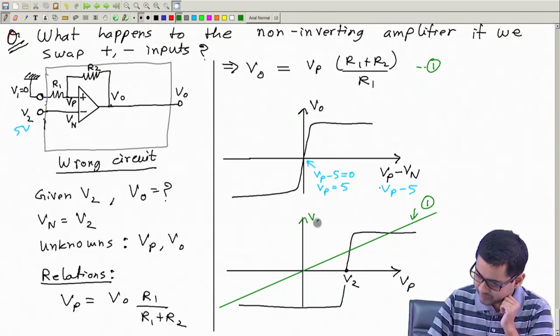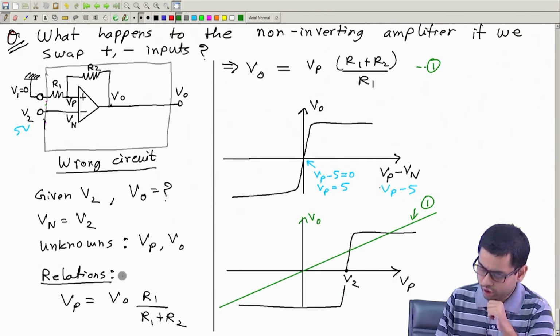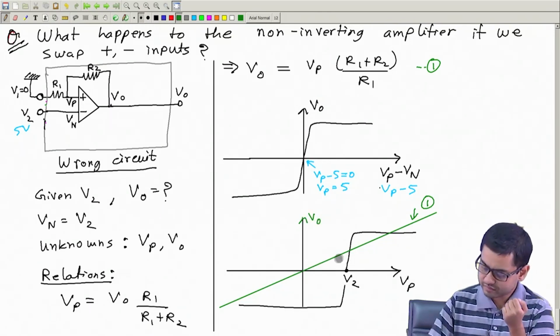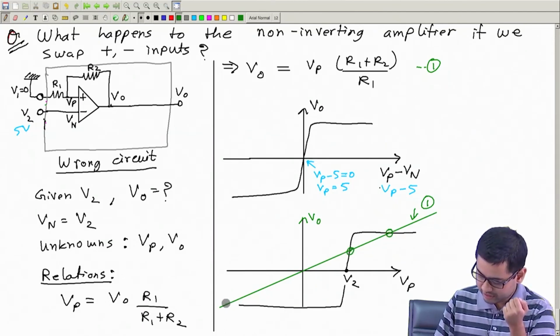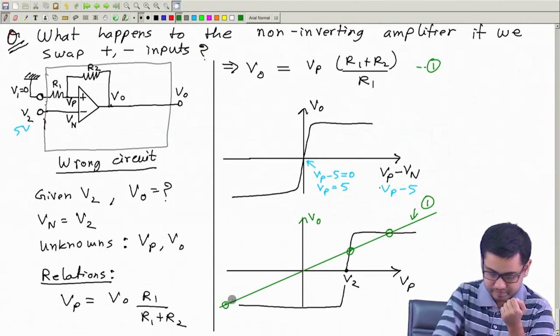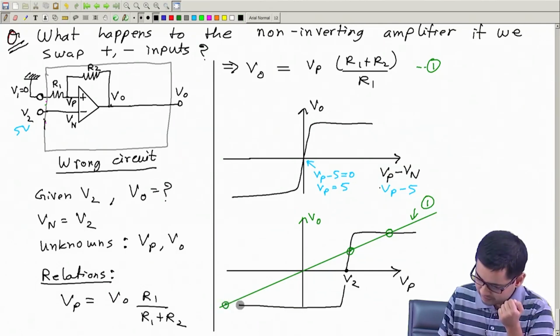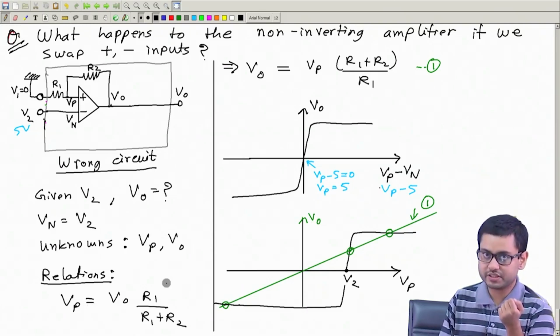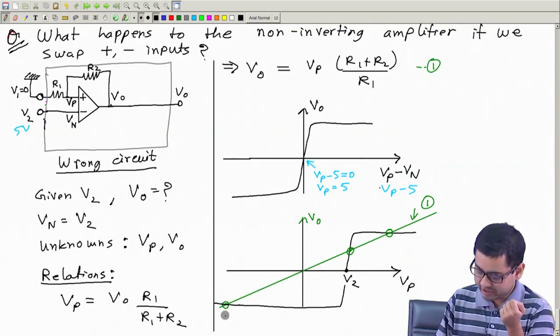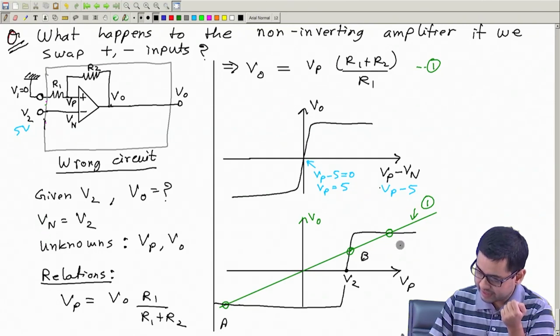This is VO, this is VP. Now what will be the solution? The solution will be either this or this or here. Let me extend. So I have three possible solutions, and once again let me just call them A, B and C.